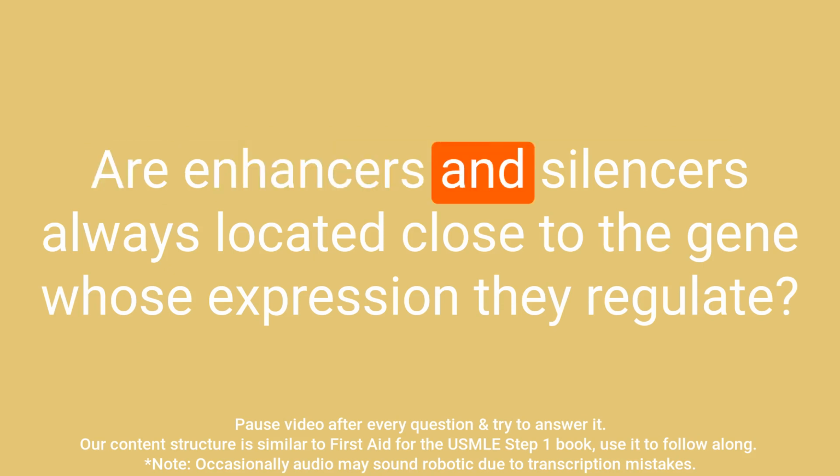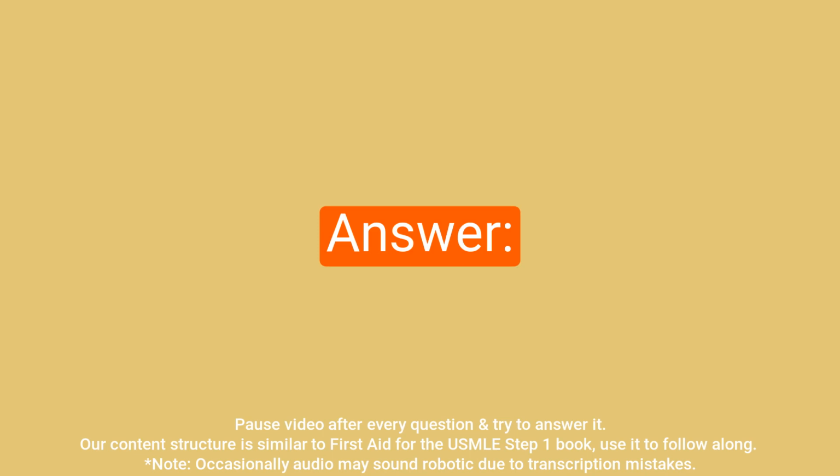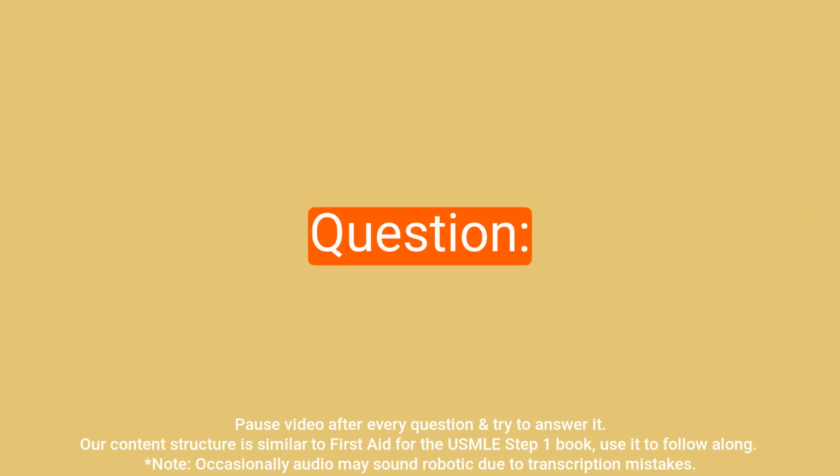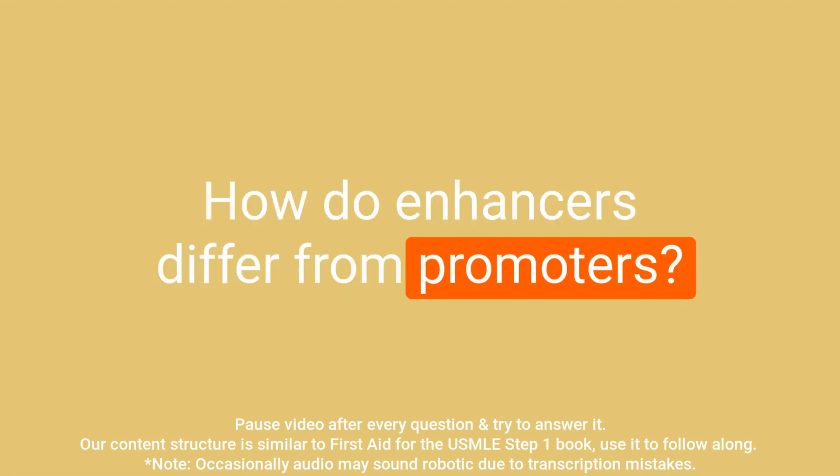Question: are enhancers and silencers always located close to the gene whose expression they regulate? Answer: no, enhancers and silencers may be located close to, far from, or even within the gene whose expression they regulate. Question: how do enhancers differ from promoters?